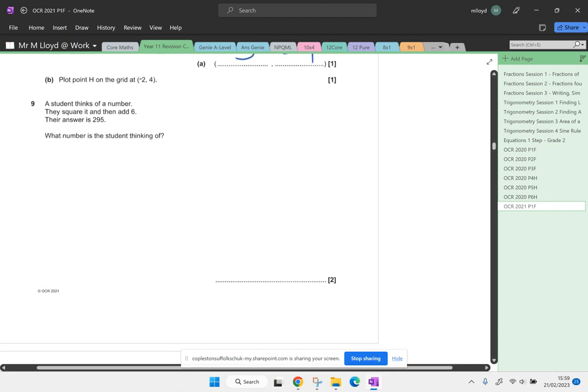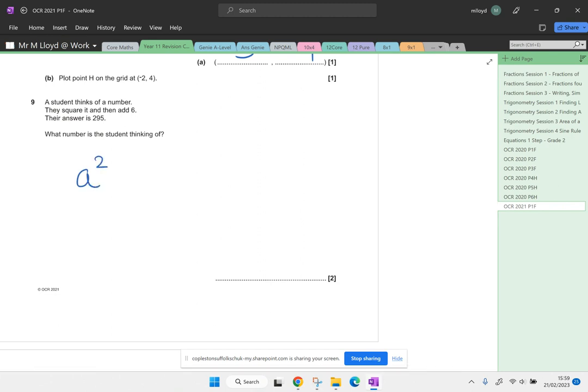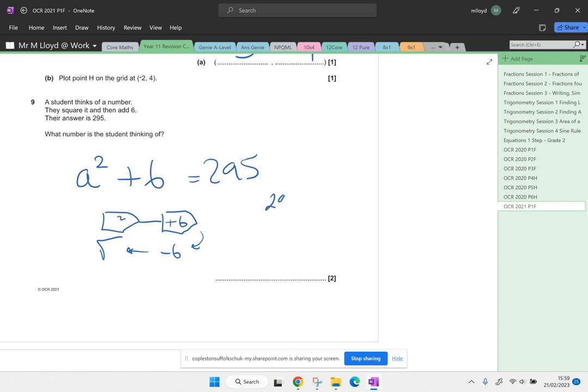Okay, question 9. Students think of a number. So I'm going to call this number A. They square it, and then they add 6. The answer is 295. So the first process they've done is they've squared the number, and then the second process is they've added 6. So we need to do the reverse and the opposite, which means we take 6 away, and then the opposite of squaring a number is square rooting it. So 295, take away 6.